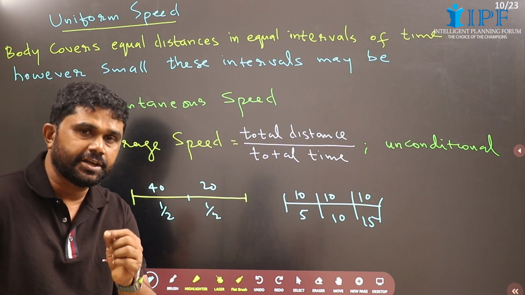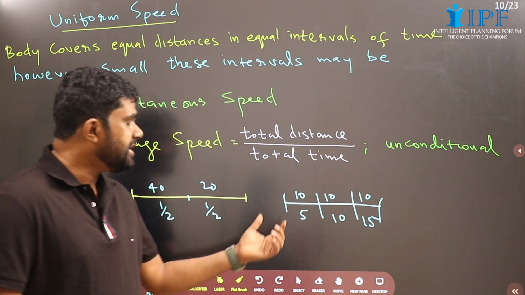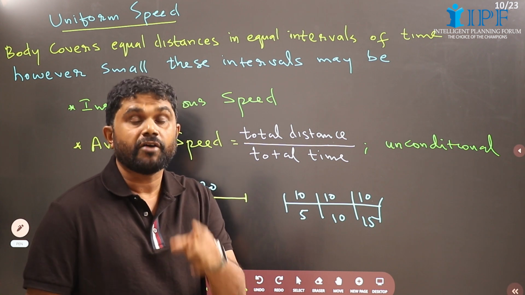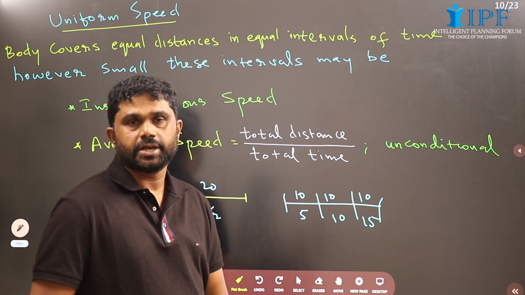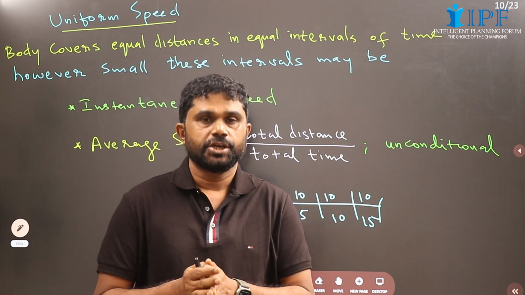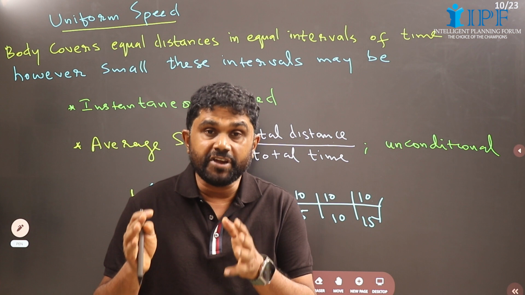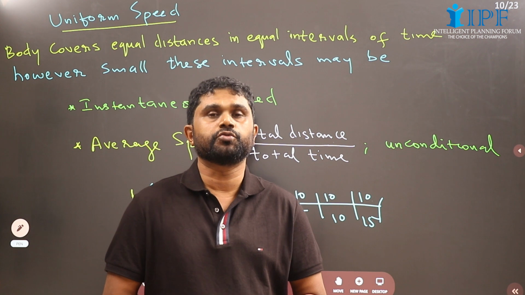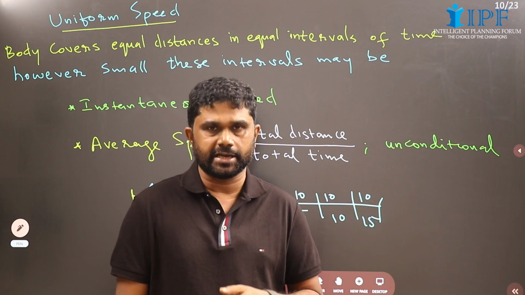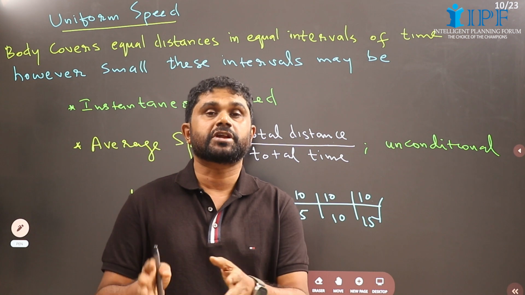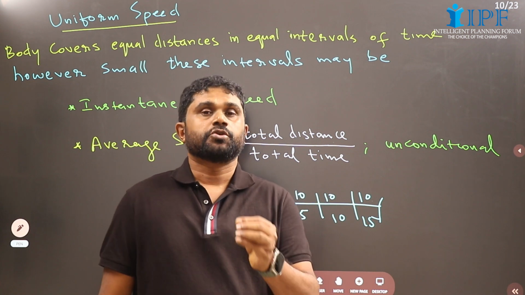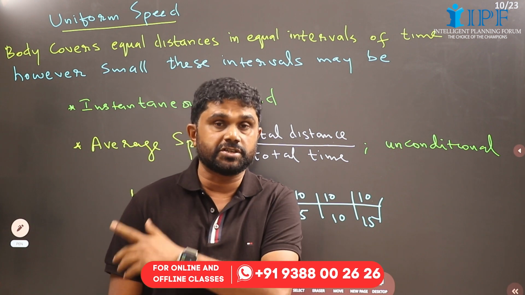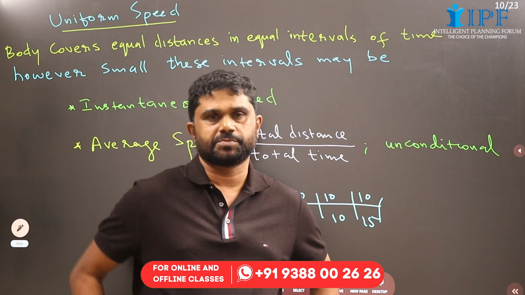If we have to say that it is moving at constant speed, in every equal interval of time it should cover equal distances, however small these intervals may be. If we divide that time into 1 minute, 1 minute, 1 minute, in every 1 minute it should travel the same distance. If we still divide that 1 minute into 30 seconds, 30 seconds, 30 seconds, in every 30 seconds it should travel equal distances. So a body is said to be moving with constant speed if it travels equal distances in equal intervals of time, however small these intervals may be.